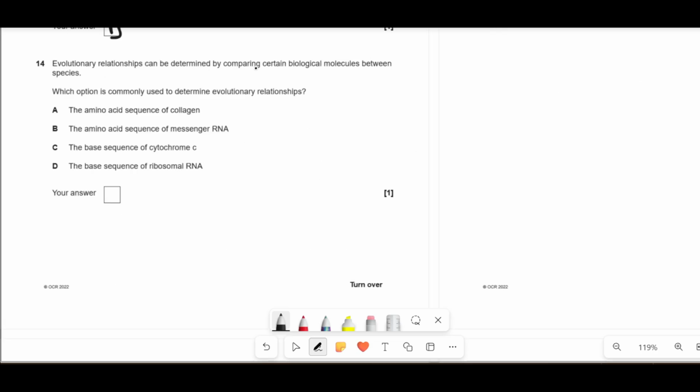Evolutionary relationships can be determined by comparing certain biological molecules between species. The two most commonly used in this circumstance are cytochrome C, which is a protein used in respiration, and ribosomal RNA. Over time, proteins slightly vary between organisms, but some of them are really conserved. They stay almost entirely unchanged among species.